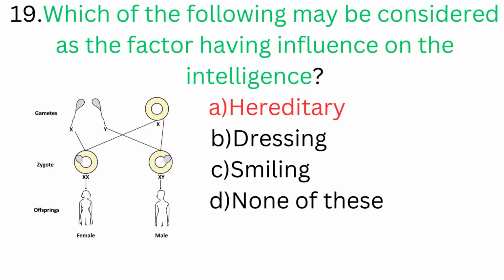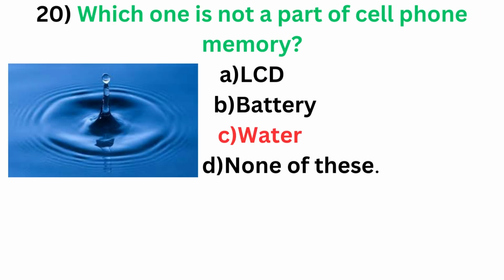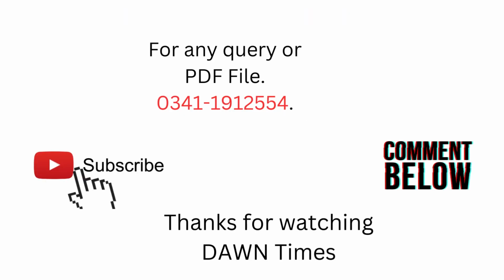And which of the following may be considered a factor having influence on intelligence? So heredity has influence on human intelligence as well as on animal intelligence. And which one is not a part of cell phone memory? So LCD and battery are parts of a cell phone, while water is not a part of cell phone memory.